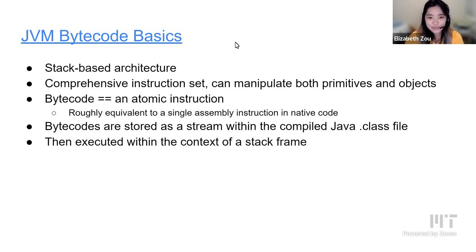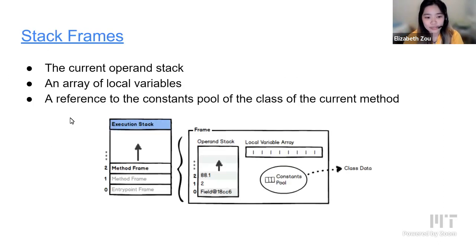So if this just goes over your head, then I guess it's not super important. But for those of you that are familiar with stack-based architectures, this is basically the basics of how bytecode works inside the JVM. So a stack frame is kind of like a code execution environment, I guess. And so you see in this diagram over here, there's an execution stack. So this is basically stack-based architecture.